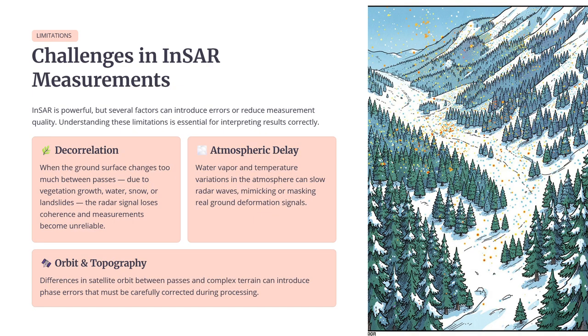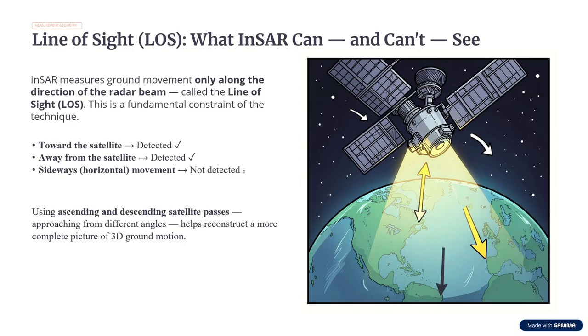Talking about orbit and topography, it is basically the difference in satellite orbit between passes, and complex terrain can introduce phase errors that must be carefully corrected during processing. That's why scientists carefully process the data before drawing conclusions. Now, moving on towards another new concept, which is line of sight. The satellite can only measure movement along the direction in which its radar beam travels.